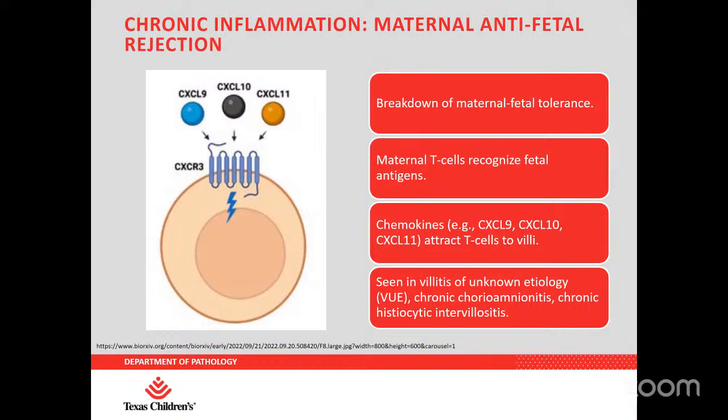Of note, the CXCL 9, 10, 11, CXCR3 axis has been a major focus of research since it regulates differentiation of naive T cells to T helper 1 cells and leads migration of immune cells to their focal site.